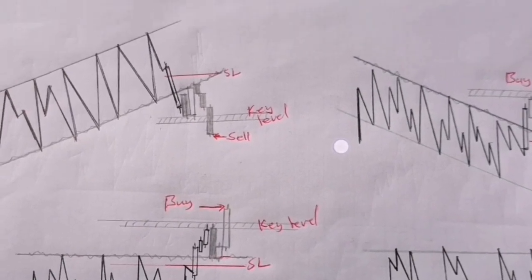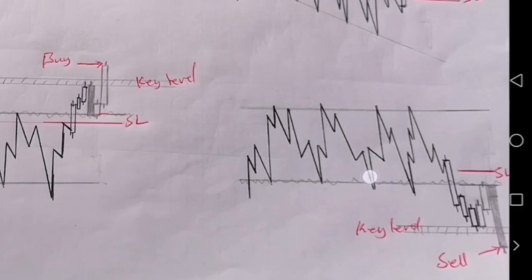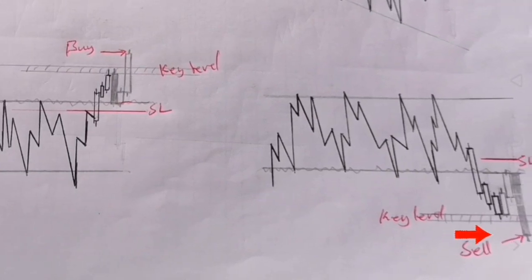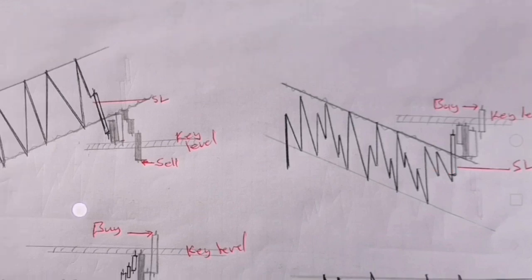You can enter your trade. As you can see in this example, price broke out, came back, and then you draw your key level and you wait for price to come back and close above this key level that you have drawn. And then once that happens, that is where you can enter your trade. If it is a downtrend, that is where you can enter the sell trade. Or if it is a bullish breakout, that is where you can enter the buy trade and put your stop loss right below the major key level.